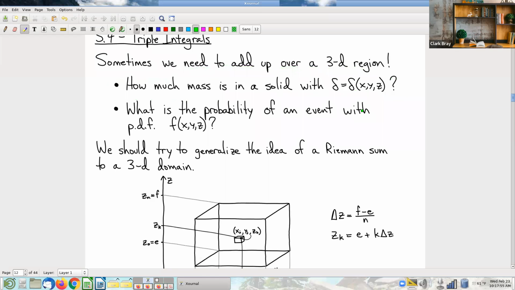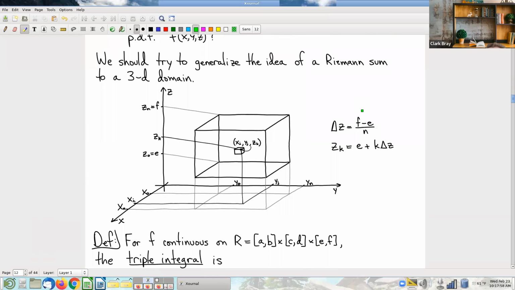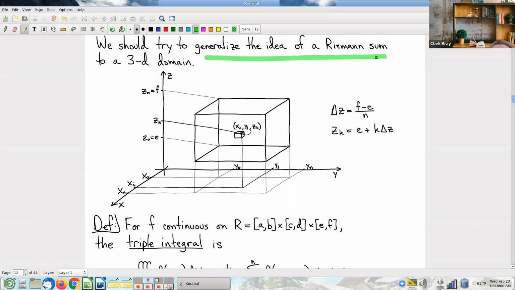So what we did is say, we need to come up with a way to generalize the idea of a Riemann sum to three dimensions. In other words, instead of chopping up an interval, or chopping up an area, we need to chop up the actual three-dimensional box itself. If you chop up a three-dimensional solid, you get a bunch of little sub boxes like this.